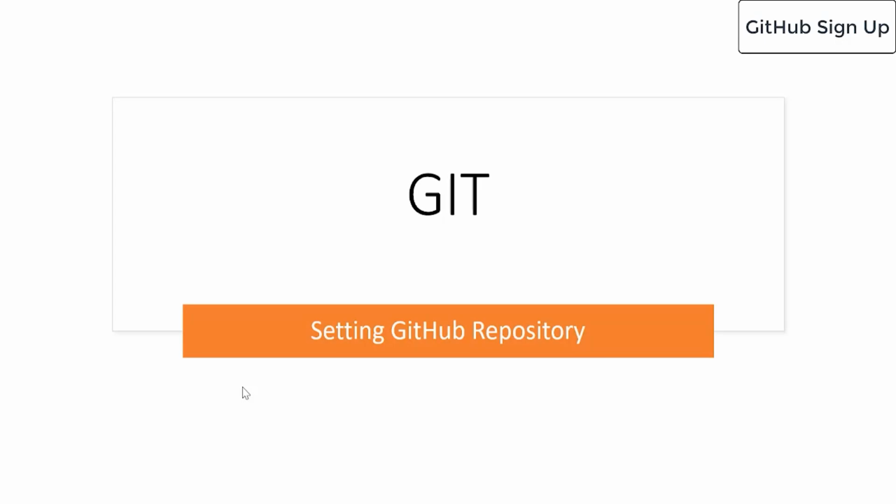Hey guys, welcome. In this session, we'll be starting with the basic tool, which is also an important one, that is Git. Git is a distributed version control system for tracking changes in source code management during software development. It helps in coordinating work among programmers.